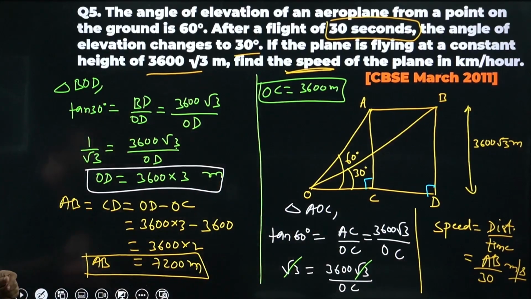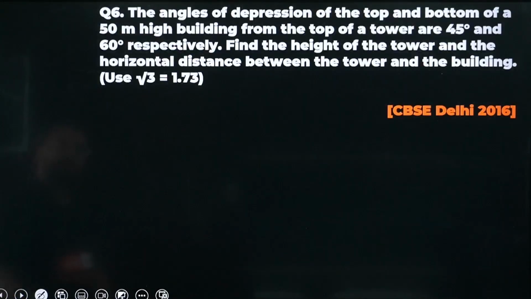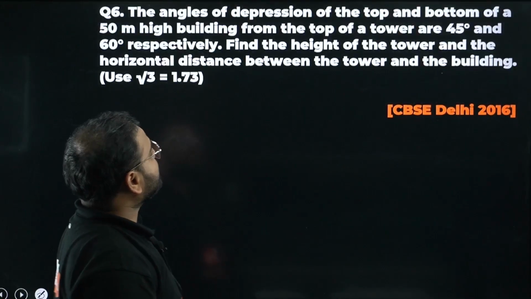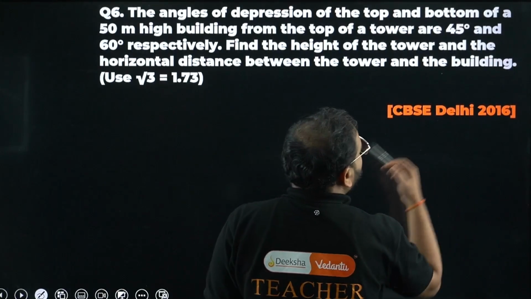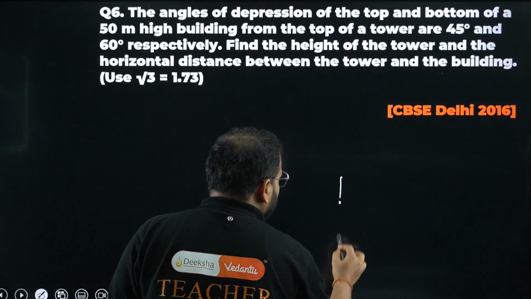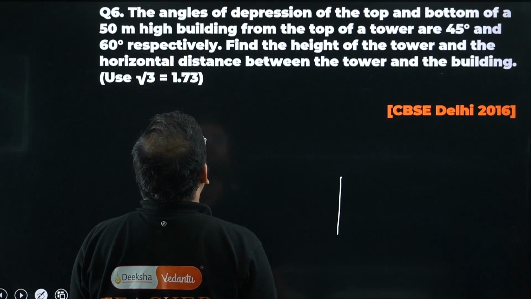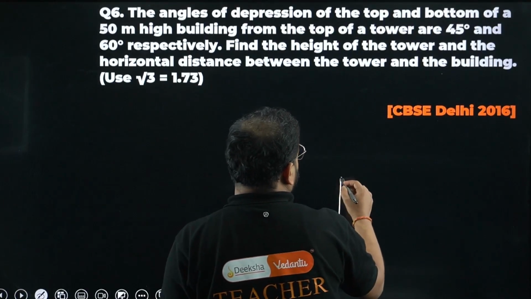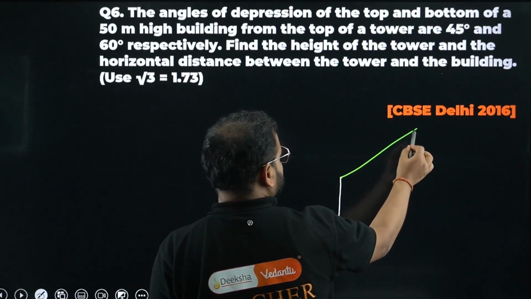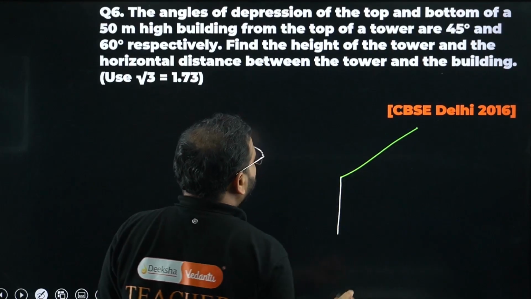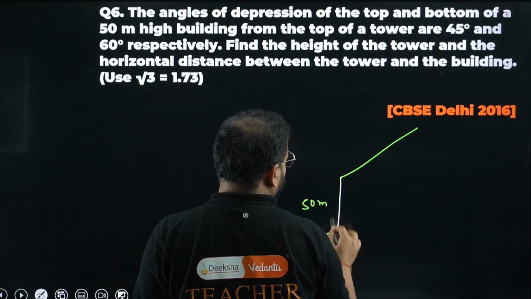Moving on to question number 6. The angles of depression of the top and bottom of a 50-meter high building, Delhi paper 2016. So a building is there, which has both angle of elevation and depression measured. They've given this height first. So this is 50 meters. Let's call this AB.